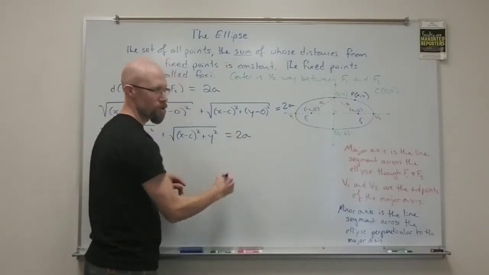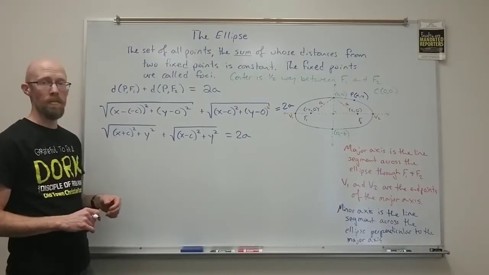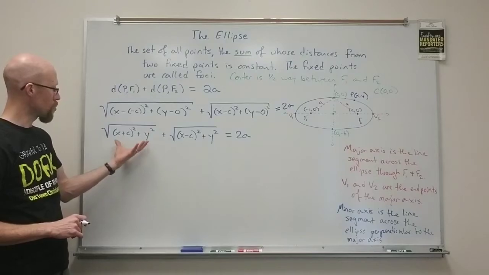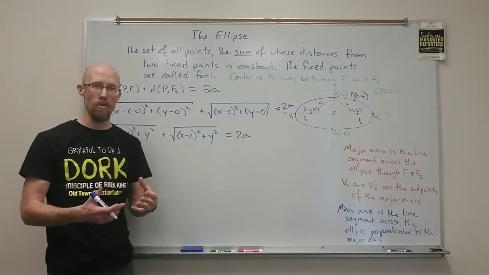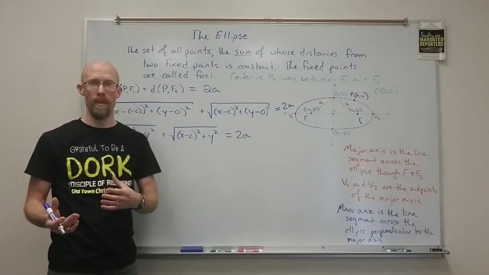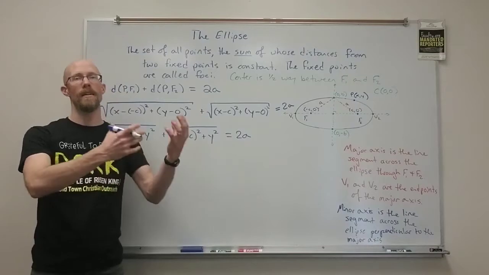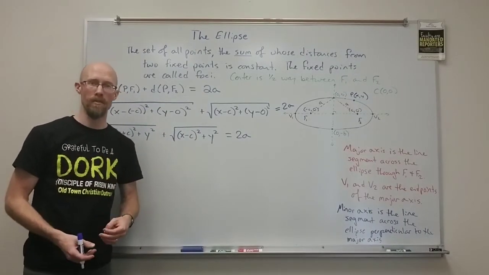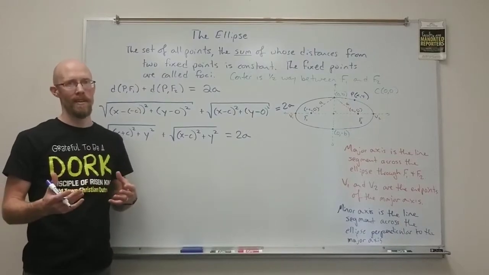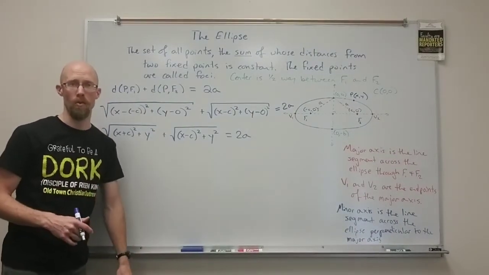equals 2a, all right? Now our goal in simplifying this is going to be to isolate one radical and then square both sides to get rid of that radical. And then you're going to create another radical on the other side. You have to isolate that, square both sides again. So there's a little bit of algebra involved here. I'm going to try to go through it kind of quickly because I don't want to lose you in it, but I also want you to see where all these formulas come from.